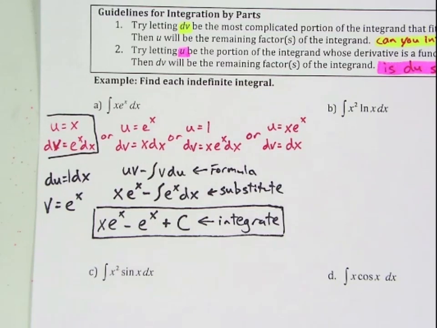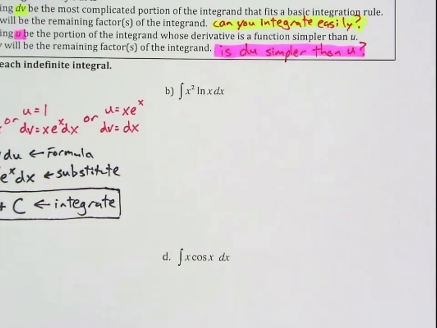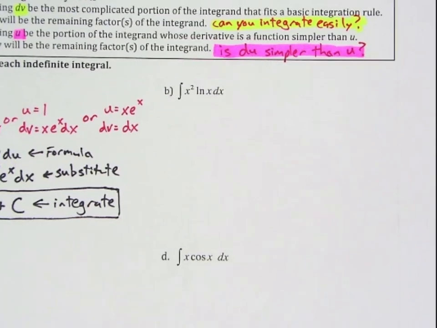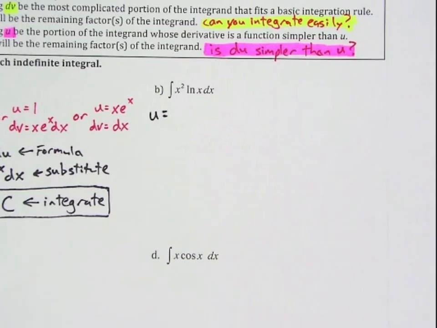Let's try another one. Now we're not going to write out all the possibilities every time. We're just going to think about it and come up with our conclusion. u should be x squared, right? Whatever is more simple should be u. So let's think about this. If we look at x squared, we can find its derivative, and it is simpler. If we look at ln x, can we find its derivative? It's 1 over x, and that's also simpler. So that's kind of a toss-up right now.